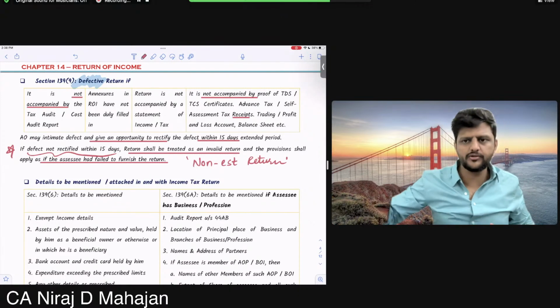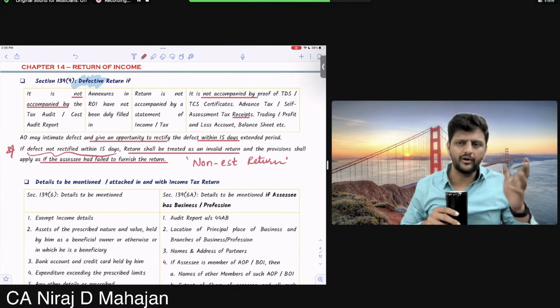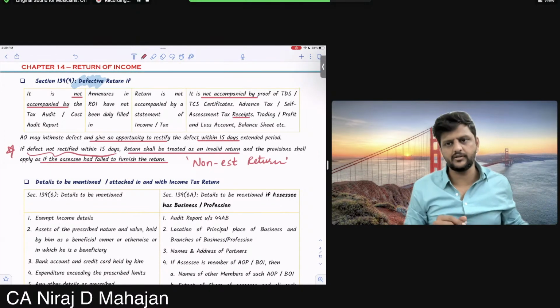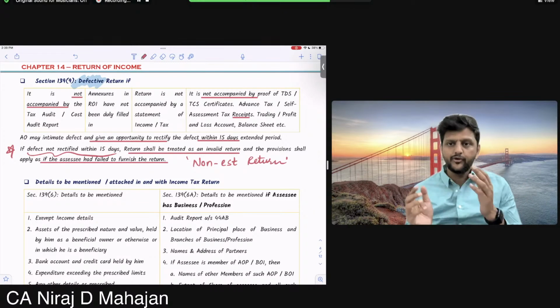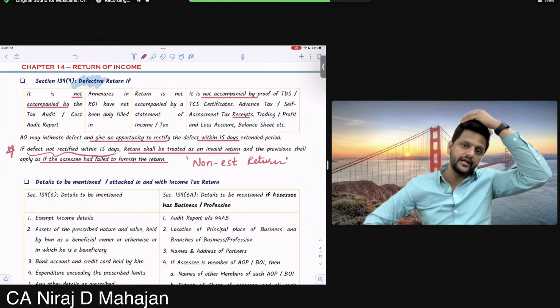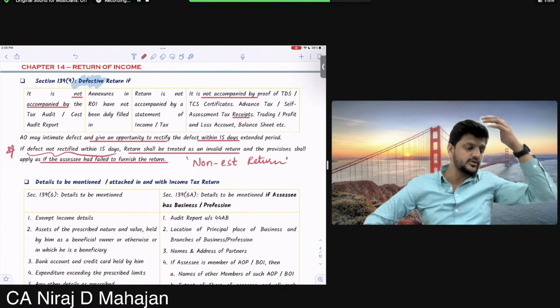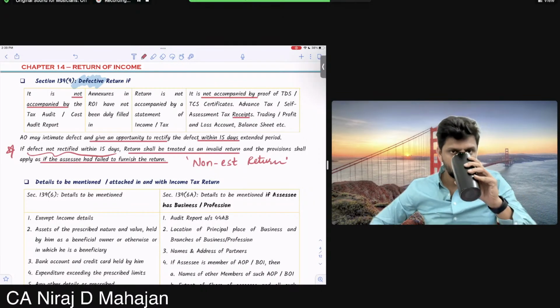Are you understanding the importance of this section now? Defective return. Even if you have physically or manually or online also filed, but details are missing which are actually required, the return can be treated as defective. And if you don't rectify the defect, then what? As good as the return was never filed. In that case of losses, you will not be allowed to carry forward. Is it so or not now?